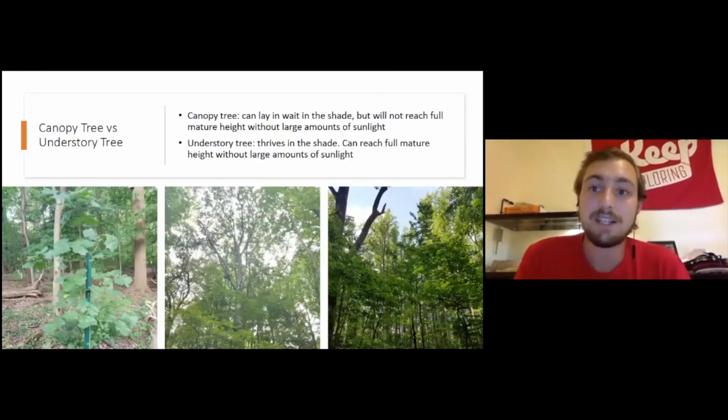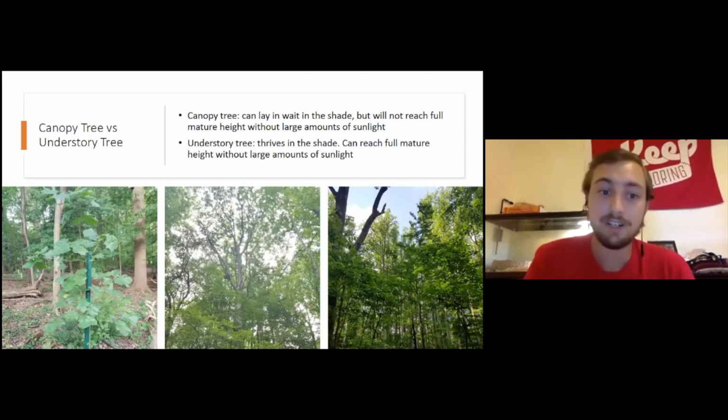So what is really the main difference between a canopy tree and the understory tree? And that's really how it is able to reach its mature height. A canopy tree really needs to lay in wait in the shade until there is a large amount of sunlight that allows it to grow quickly up into the canopy, while an understory tree thrives in the shade and can reach full mature height without large amounts of sunlight. So that's really the big difference here, is how much sunlight it takes for this tree to reach a mature height. An understory tree usually will not reach heights above 25 feet, whereas a canopy tree can grow up over 100 feet when that sunlight is available.